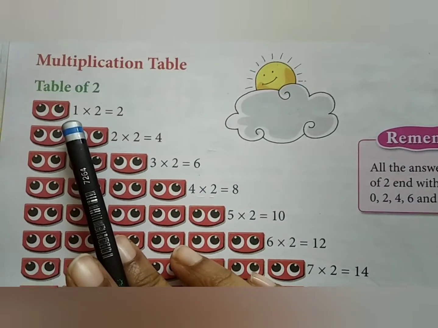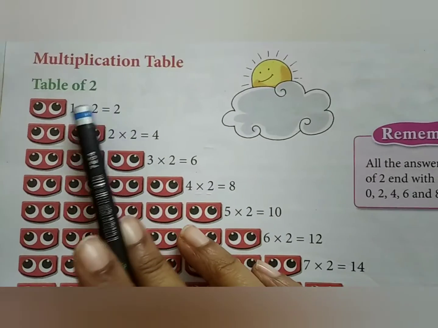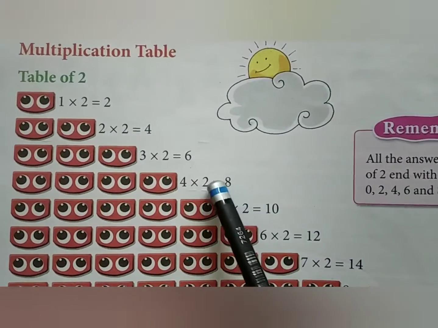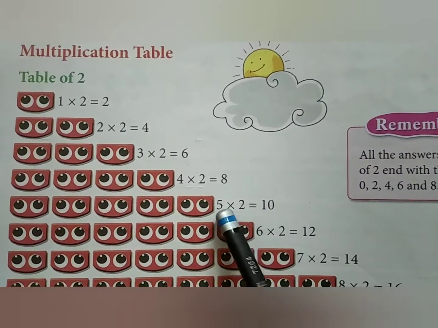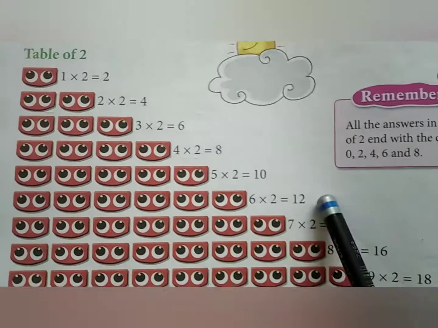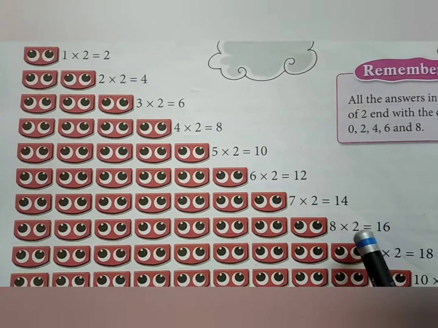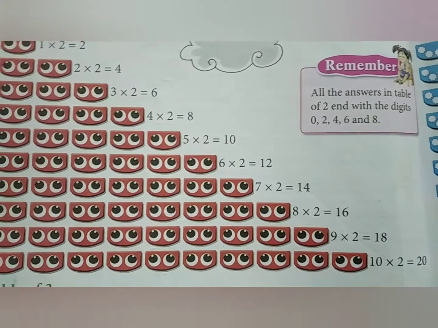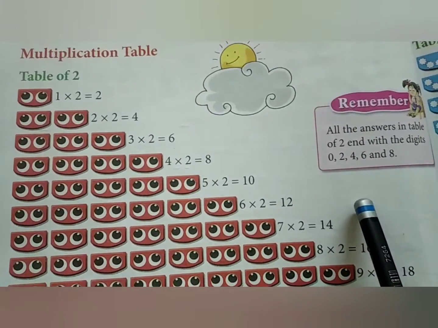So children, once again the recap of table 2. So 2 1s are 2, 2 2s are 4, 2 3s are 6, 2 4s are 8, 2 5s are 10, 2 6s are 12, 2 7s are 14, 2 8s are 16, 2 9s are 18, 2 10s are 20. So children, you have to be perfect in table.